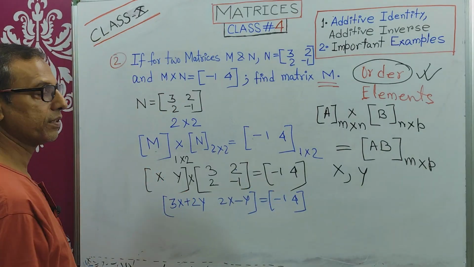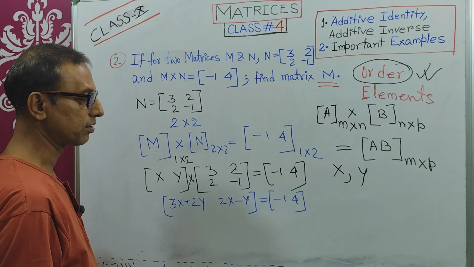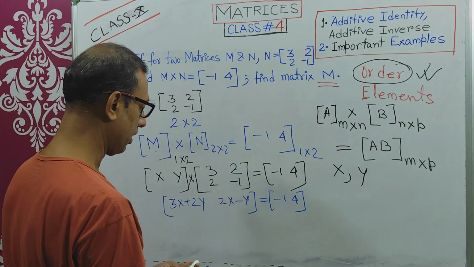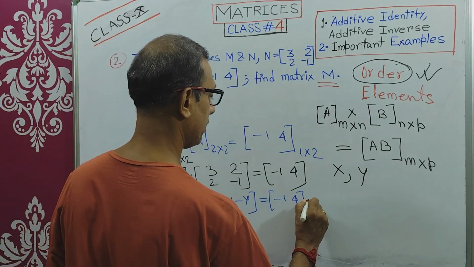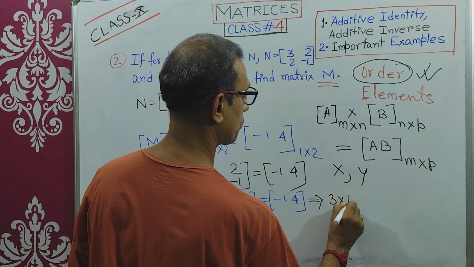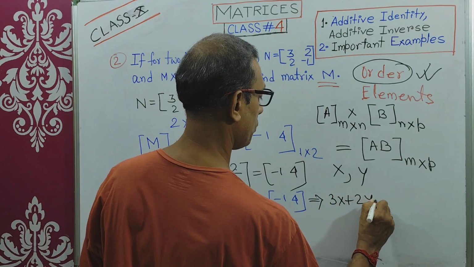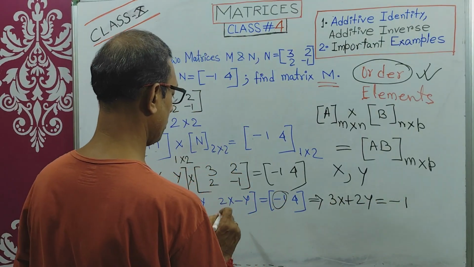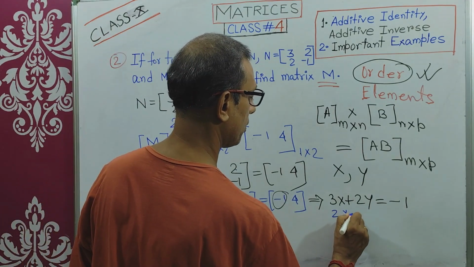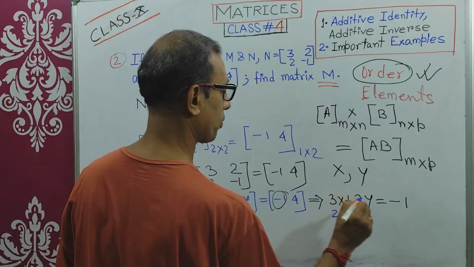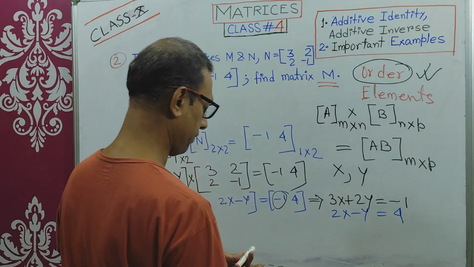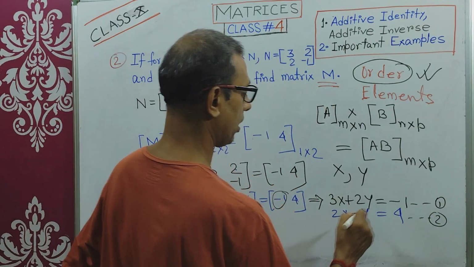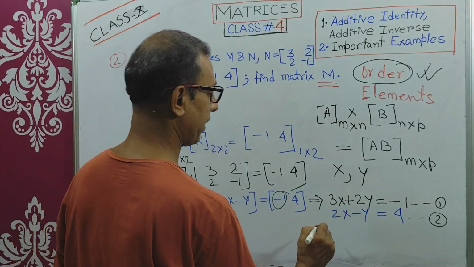Now these two matrices are equal. If the two matrices are equal, that means their respective elements will also be equal. That means what you can say from here: 3x plus 2y equals minus 1, first element versus first element. And another one will be 2x minus y equals 4. So if you solve these two equations, this is equation 1, this is equation 2. Now if you solve these two equations, what will be the value of x and y?